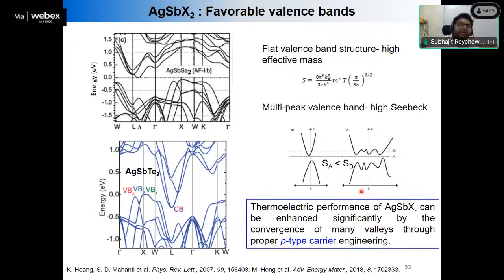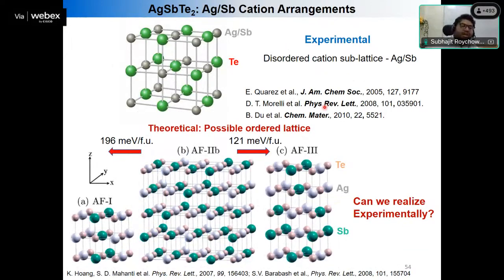And another advantage is that it has a favorable valence band. You can see here it is a multiple valence band and at the same time very flat. So we can get a very high Seebeck coefficient in this system. But when we look at the literature and study more about this system, we observe experimentally silver and antimony to be always disordered. But theoretical calculation says that if we can realize the ordered state, we can realize a very high thermoelectric figure of merit. So we ask, can we realize this ordered state experimentally?